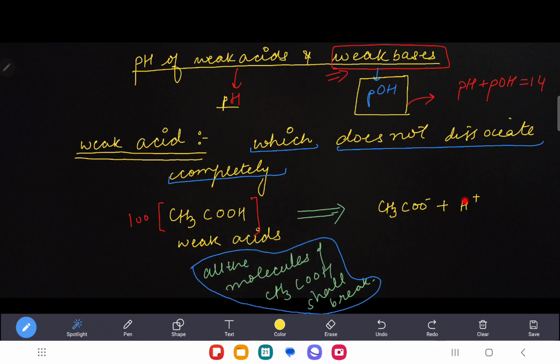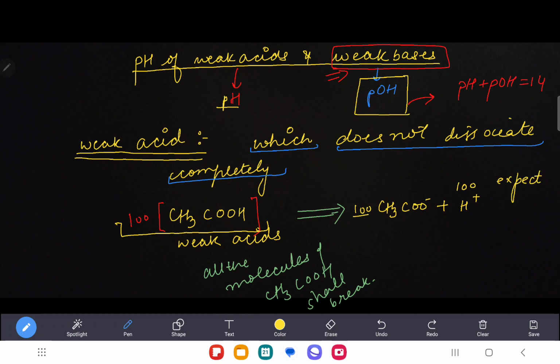Do you understand? Yes. So if 100 molecules of CH3COOH broke fully, I would get 100 molecules of CH3COO negative and 100 molecules of H plus. This is my expectation. But in reality, this does not happen. In reality, if you take 100 molecules of CH3COOH, only 2 or 3 molecules will break. So the reality is this. The expectation is that all 100 molecules should break down.